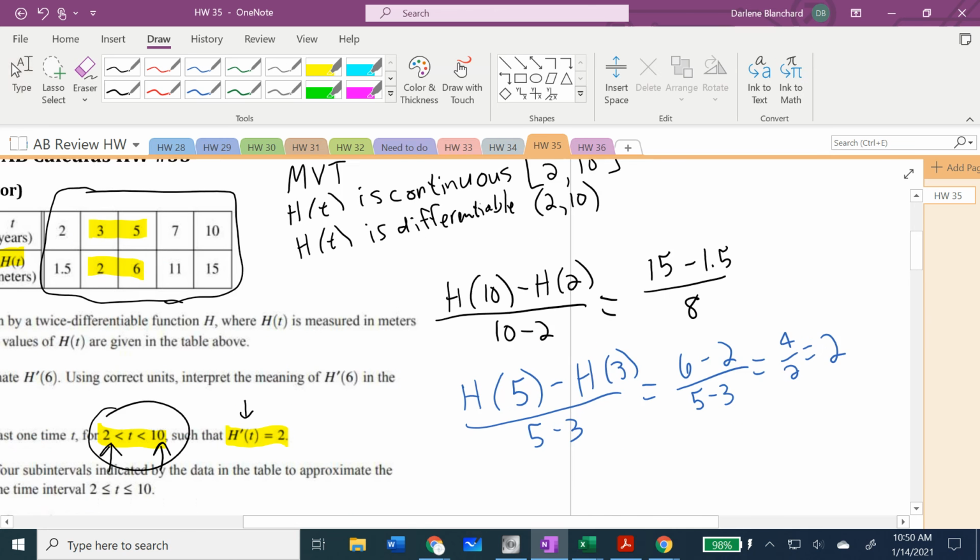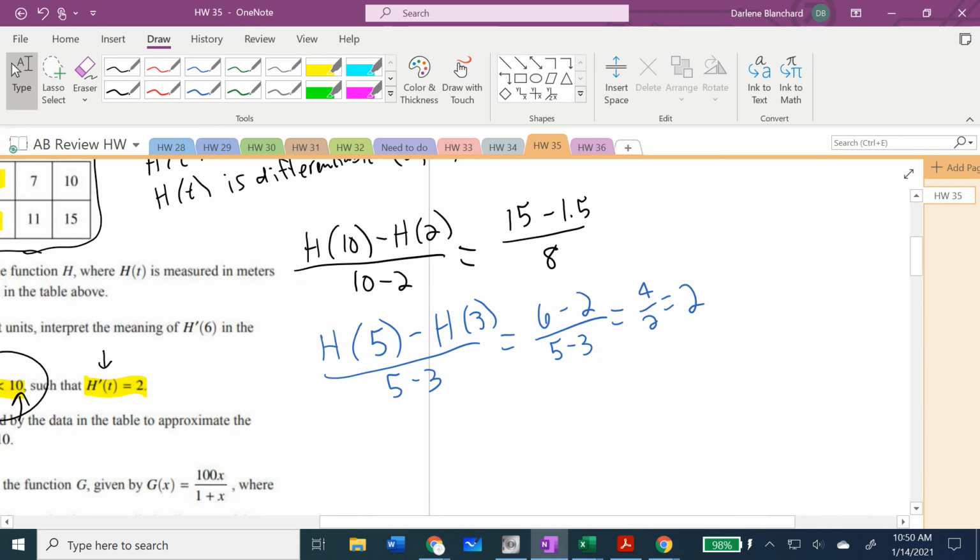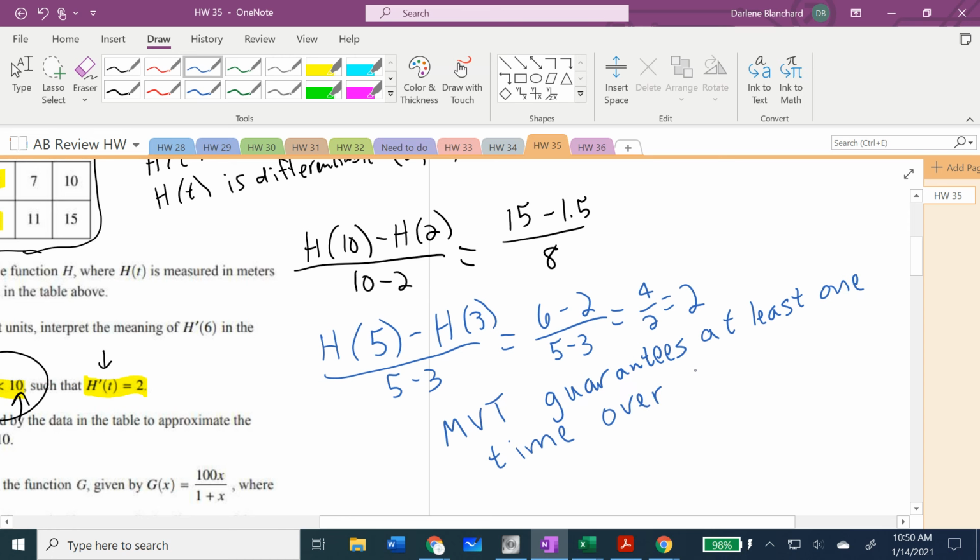So now what you're able to do is say that the mean value theorem guarantees at least one time over the time frame 3 to 5.